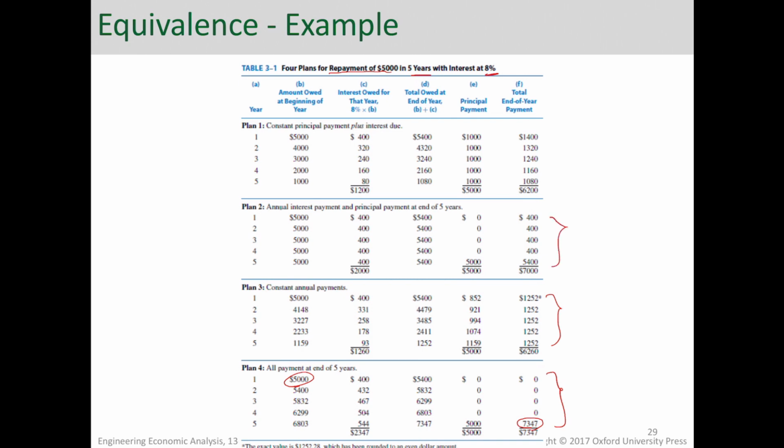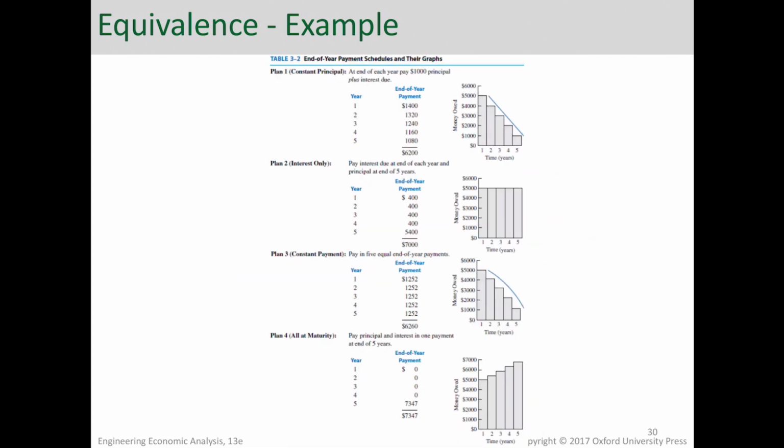When you compare these different repayment plans, you see that in this plan you're going to end up paying this much, here 7,000, here this much, and here this much. You end up paying different sums of money, but they're all equivalent because these payments are all calculated at 8%. And if 8% represents your time value of money, you would be indifferent to taking whichever of these repayment plans. Let's look at those four payments graphically.